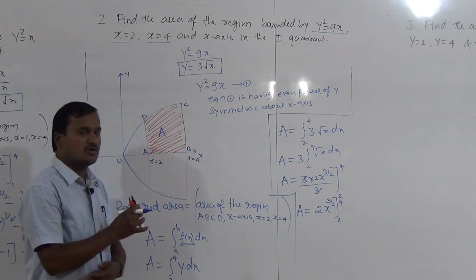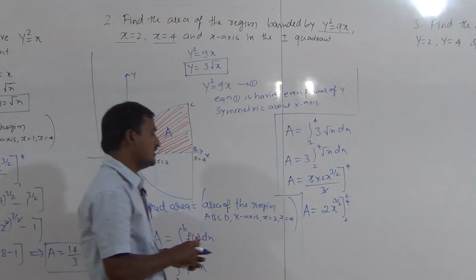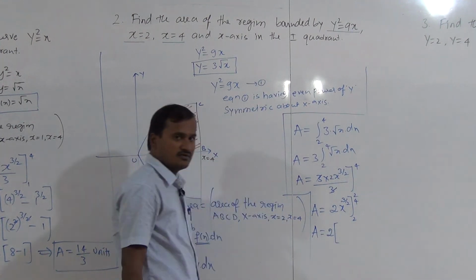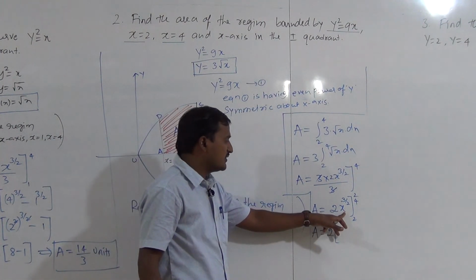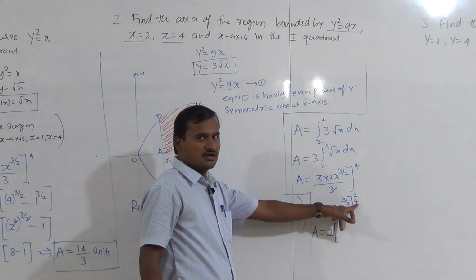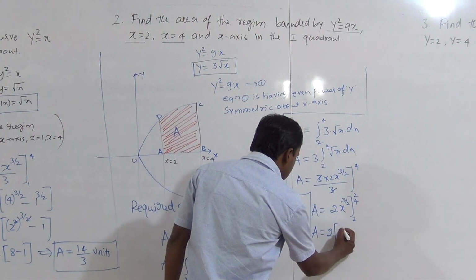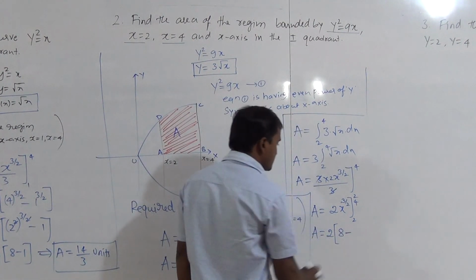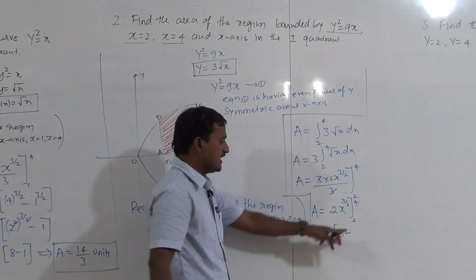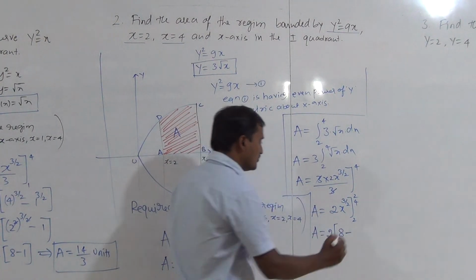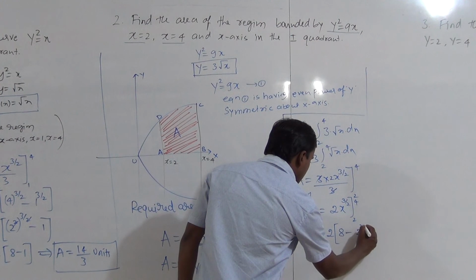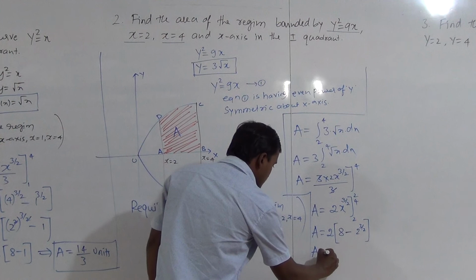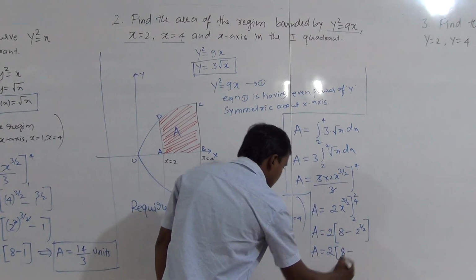Now I have to substitute the upper limit, after that the lower limit. So therefore A is equal to 2, I will take 2 outside. What is the value of the upper limit? Upper limit is 4, 4 to the power 3 by 2, which clearly is 8. After that minus, what is the value of x? The value of x is 2. So therefore 2 to the power 3 by 2. So A is equal to 2 into 8 minus.